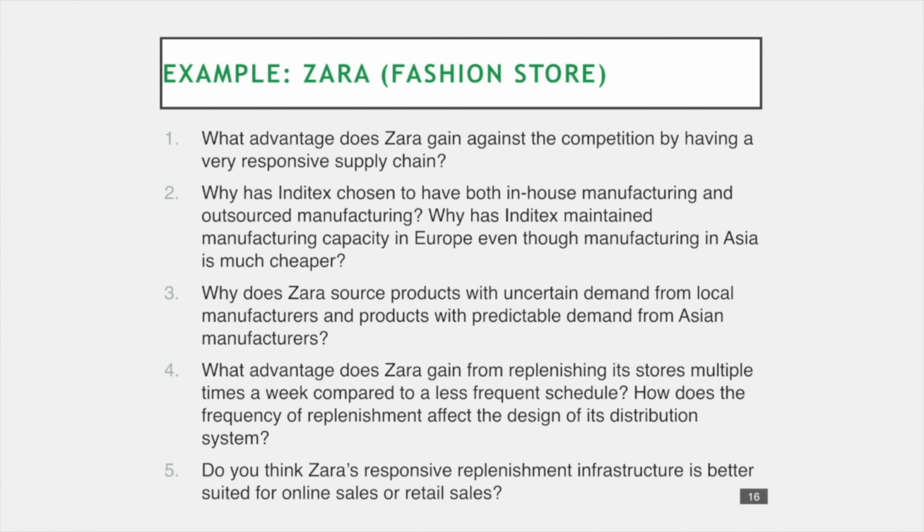What are the supply chain concepts that help in making those kinds of decisions? What advantage does Zara gain from replenishing its stores multiple times a week compared to a less frequent schedule? Remember, Zara is in the fashion business and things change very quickly. How does the frequency of replenishment affect the design of its distribution system? Do you think Zara's responsive replenishment infrastructure is better suited for online sales or retail sales?